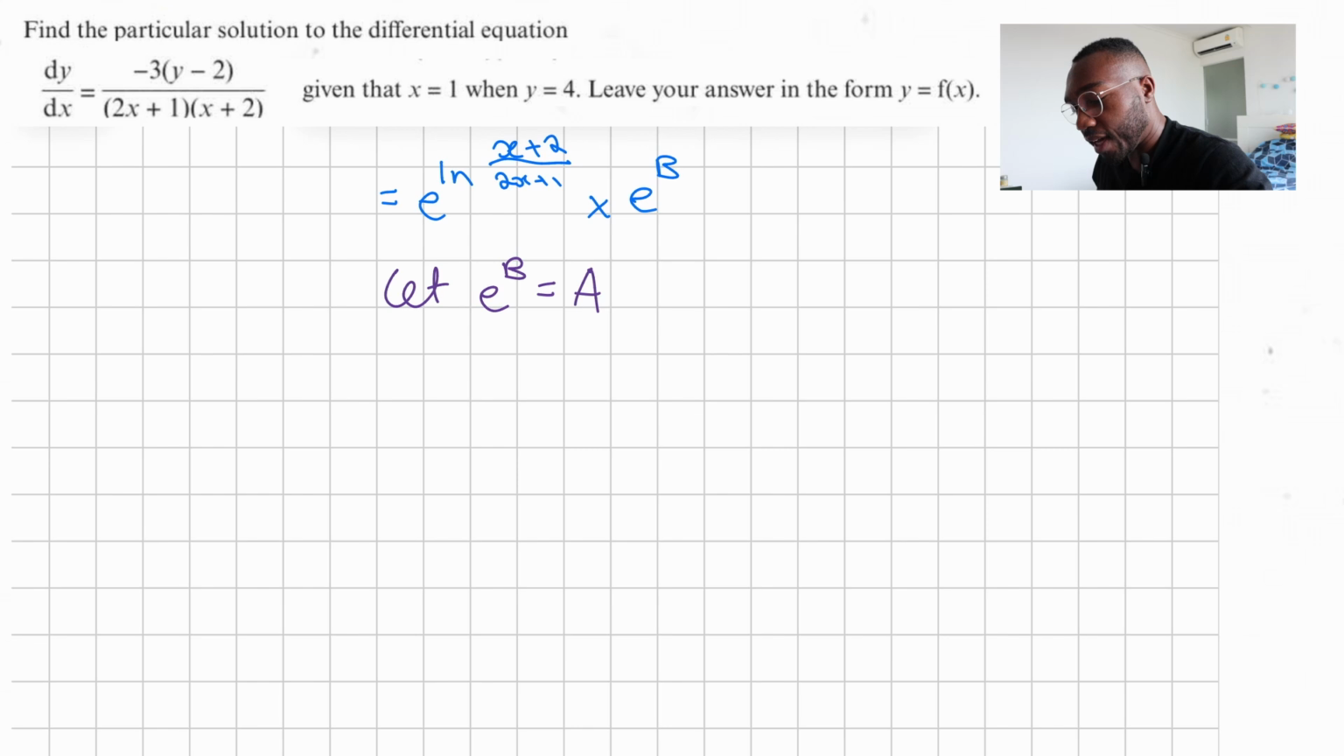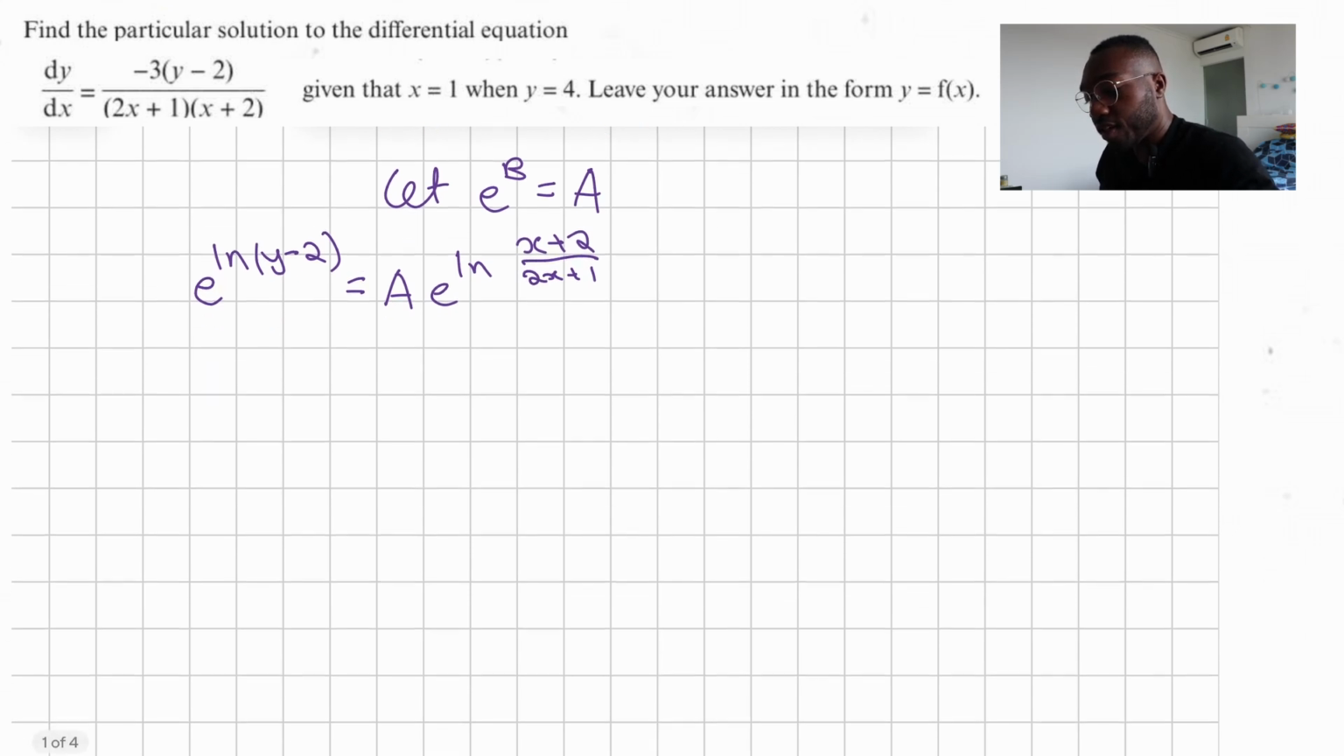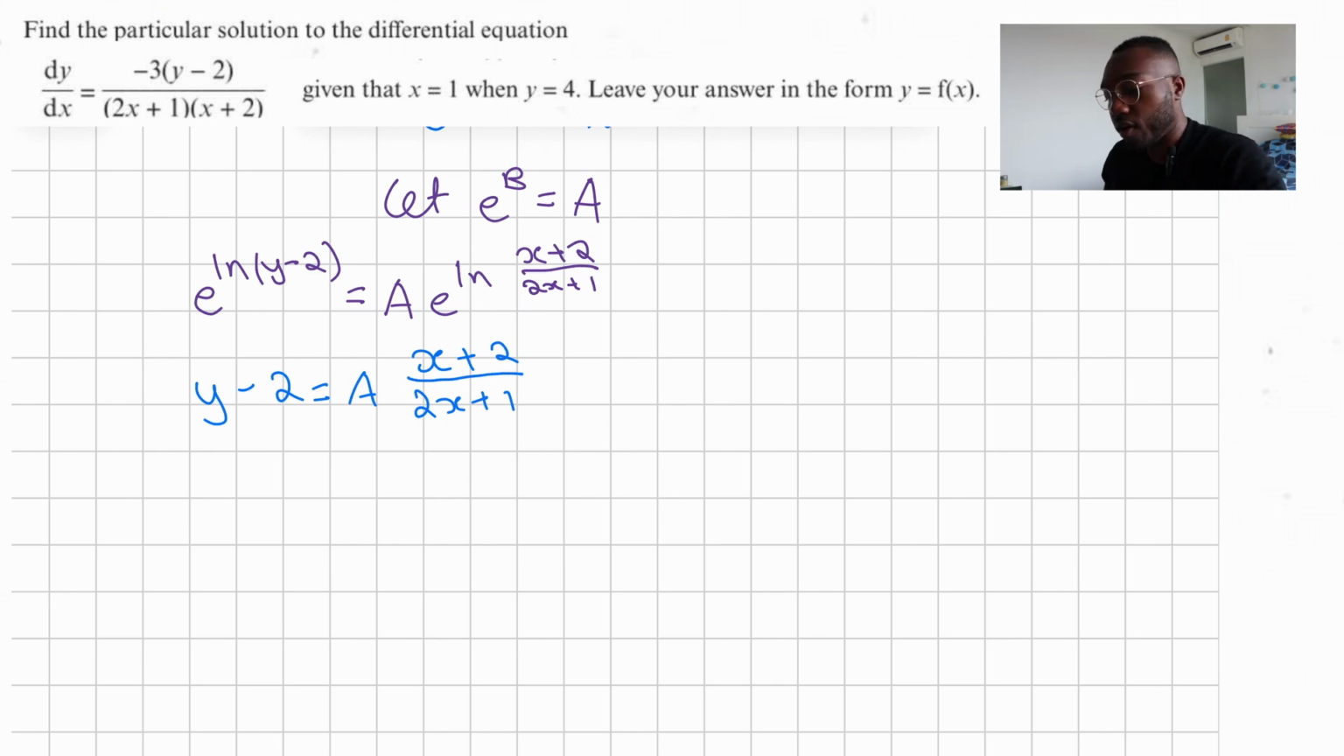And if we do that, then what do we get? Well, we would get e to the ln(y-2), and then that would equal a times e to the ln((x+2)/(2x+1)). And then now, obviously, we can get rid of our e's and lns, so therefore we're just left with y minus 2 is equal to a times (x+2) over (2x+1).